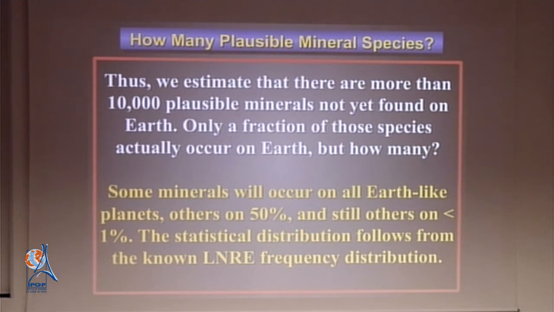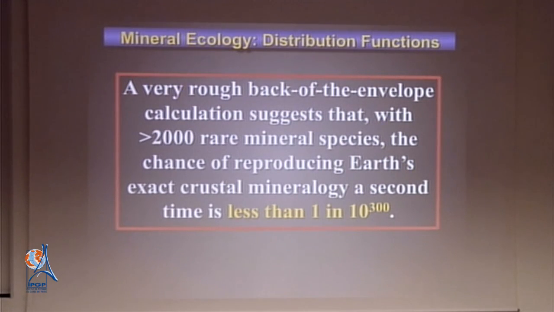Some are going to be extremely likely. Some are going to be extremely unlikely. There's a statistical distribution that's going to follow that LNRE distribution, and so you can do a calculation. You can multiply the probabilities out and say, okay, if you came to an Earth-like planet and rediscovered the first 5,000 minerals, what is the probability to be the same as what we find on Earth today? I don't think it should be a surprise to you that it's extremely unlikely, the combinatorics for such. When you do the calculation, it's less than 1 in 10 to the 300th power that you come up with the same mineralogy in detail.